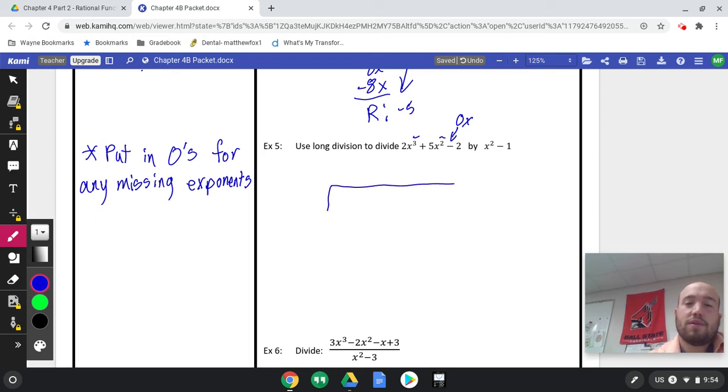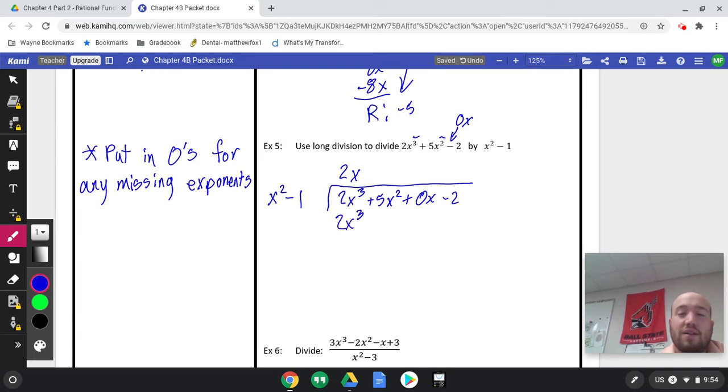So when I set it up, I'm going to put 2x to the third plus 5x squared plus 0x minus 2. The reason is that it helps us keep our spacing, helps us keep track of what place value each one is in. So what would we multiply x squared by to get 2x to the third? Hopefully we know there'll have to be a 2, and we'll need another x. So 2x to the third.